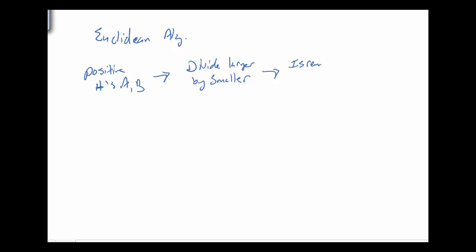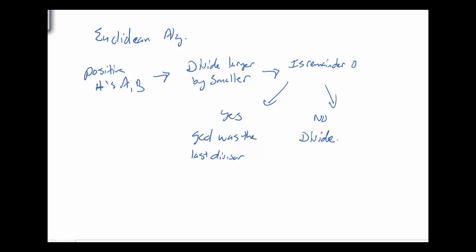So is the remainder 0? Okay, so either it is or it isn't. If the answer is yes, then the GCD was the last divisor. If the answer was no, I'm going to divide the last divisor by the remainder.